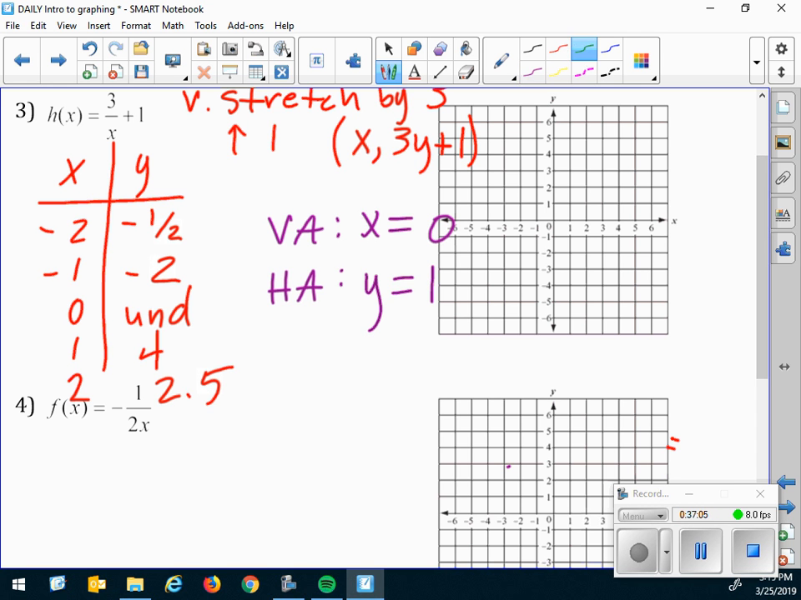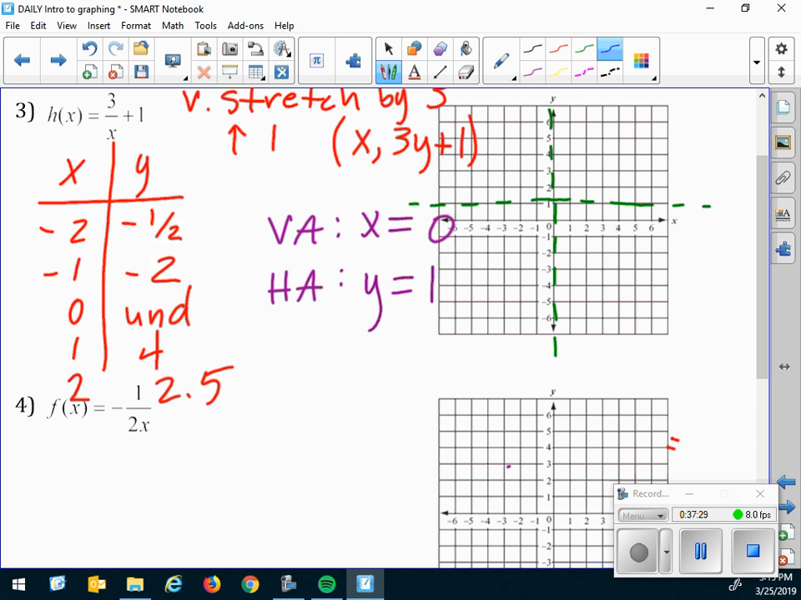Dot in your asymptotes. X equals 0, y equals 1, because the horizontal asymptote on the parent graph was y equals 0. And what happened to your y values? 3 times 0 is 0, plus 1 is 1.